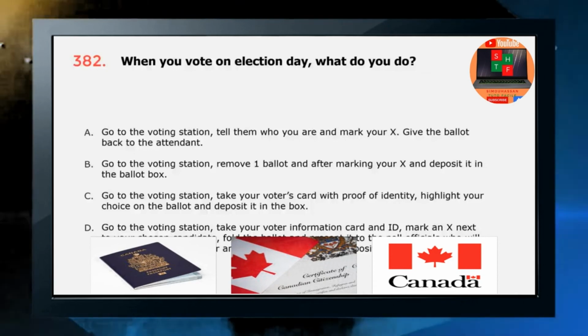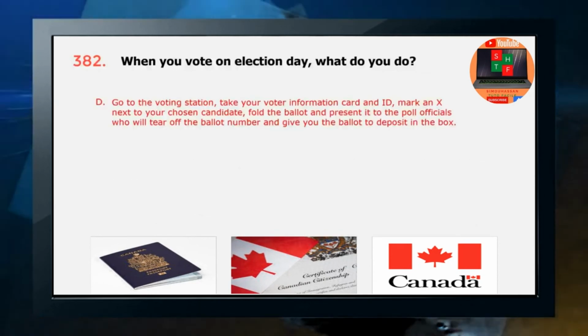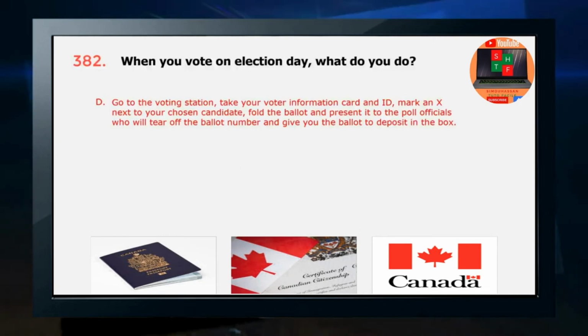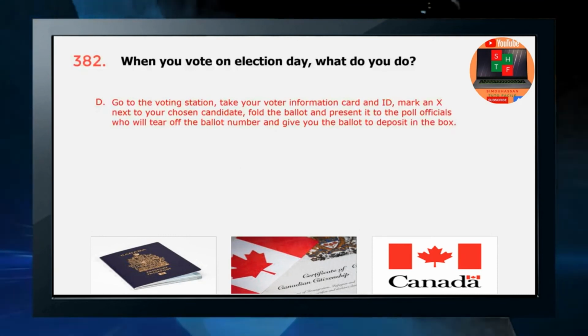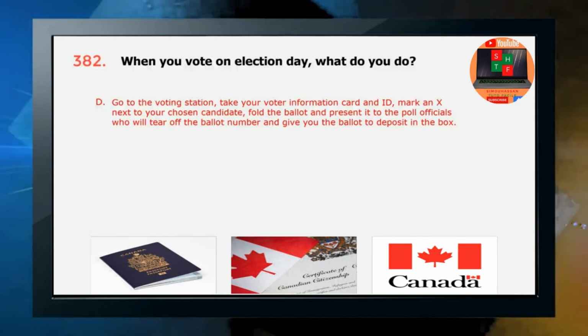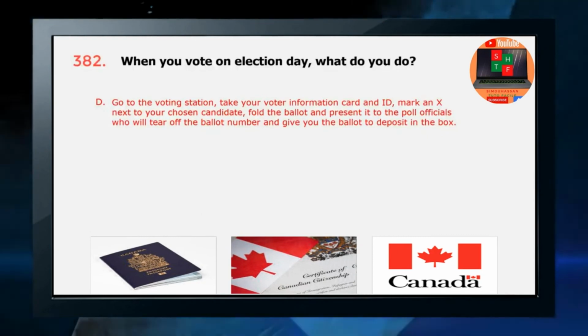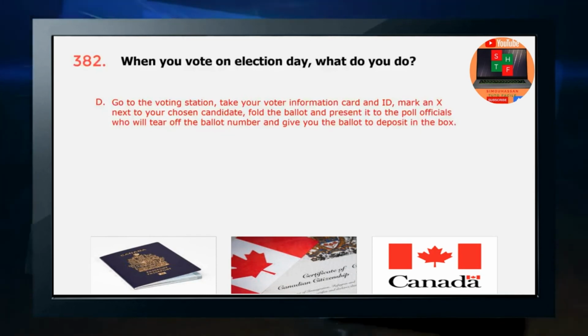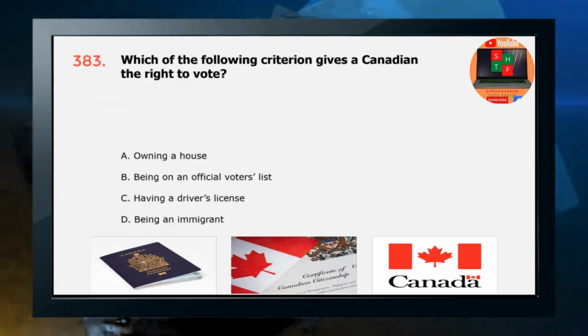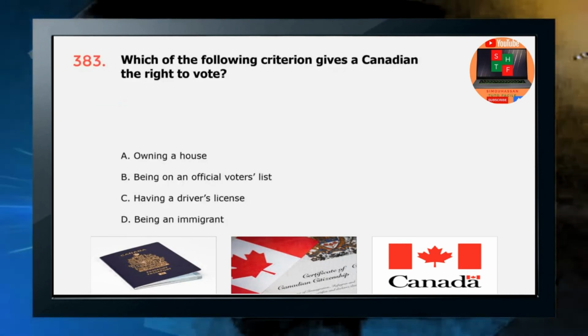The answer is D. Go to the voting station, take your voter information card and ID, mark an X next to your chosen candidate, fold the ballot and present it to the poll officials, who will tear off the ballot number and give you the ballot to deposit in the box. Question 383. Which of the following criterion gives a Canadian the right to vote?